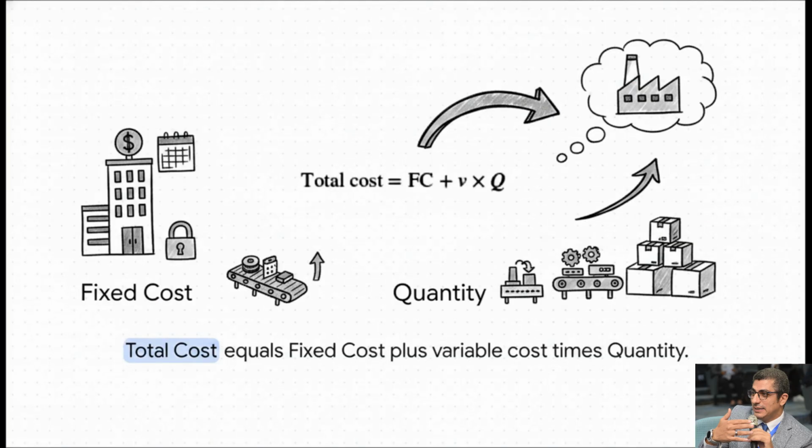Now, what's really interesting about this slide is just how simple the underlying algebra actually is. This is the foundation of our entire analysis, the total cost formula. It states that total cost equals fixed cost plus your variable cost multiplied by quantity. Just remember, fixed costs are those big expenses like rent or factory insurance. They never, ever change. Variable costs, on the other hand, are things like raw materials. They increase with every single item you make.